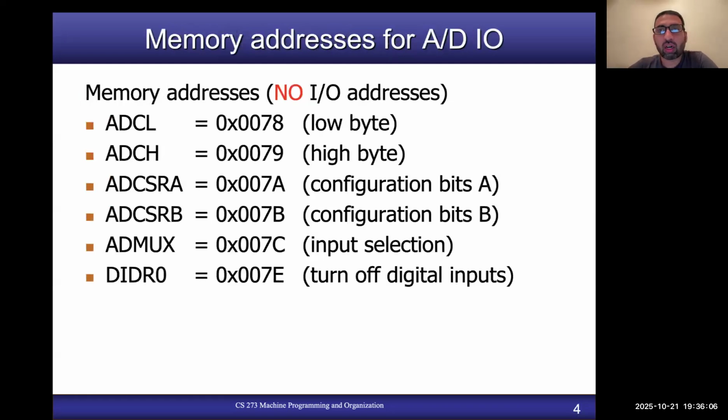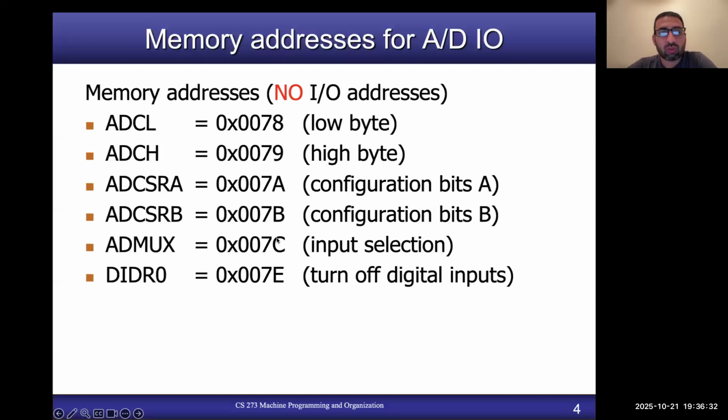Okay, memory addresses for registers related to analog to digital conversion. As I said, there are different registers, for example ADCL and ADCH, ADCSRA, which is ADC control and status register A, ADCSRB, and ADMUX and DIDR0. So we will have a look at all of these registers.